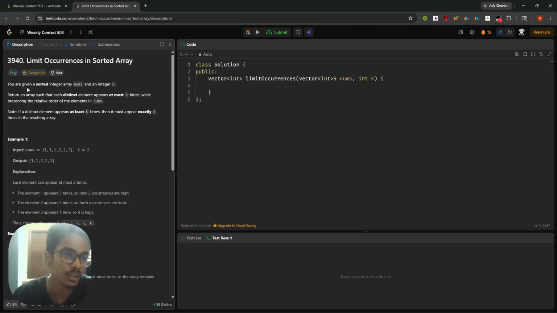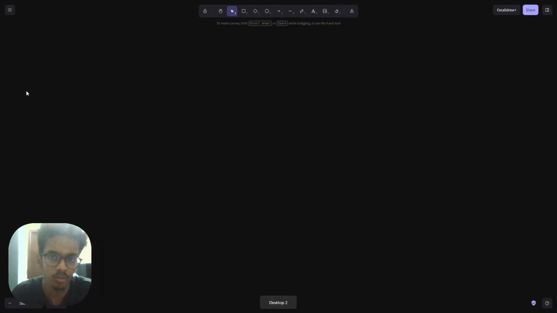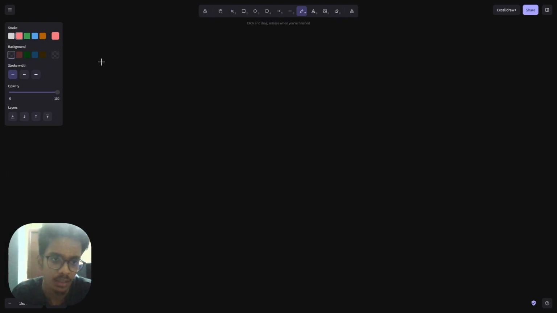So we are given a sorted integer array nums and an integer k. Return an array such that each distinct element appears at most k times while preserving the relative order of the elements in nums. To preserve the relative order, and it's a sorted array, one good way of doing this would be to take a map. This is the brute force which I'm telling you, not an optimal solution, to store the frequency.